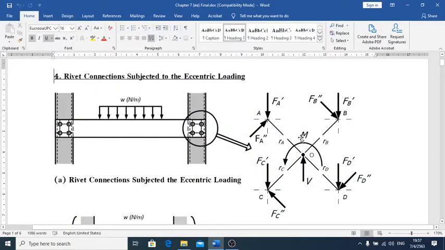Okay, let's continue with that. Let's go for another type of rivet connection that is typically of great concern in our mechanical engineering design. Typically, this is the type of mechanical engineering design with the beam connectors, things like that.